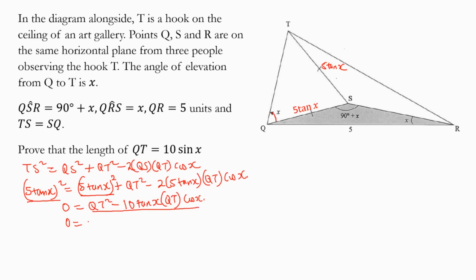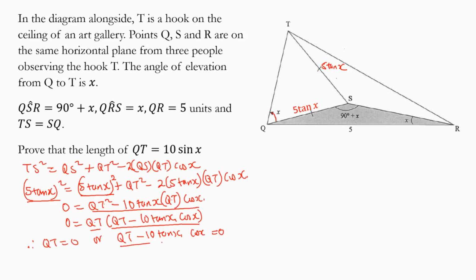So 0 is equal to QT, then QT squared divided by QT is QT, then minus 10 tan x, QT divided by QT is 1, so we remain with 10 tan x cos x. So now it's either QT is equal to 0 or QT minus 10 tan x cos x equal to 0. Therefore QT is equal to 0 or QT minus 10 tan x cos x is equal to 0.